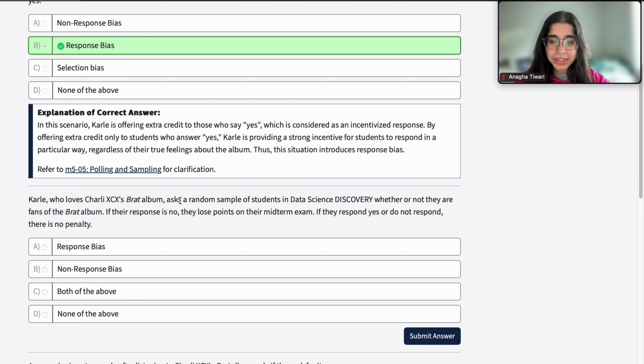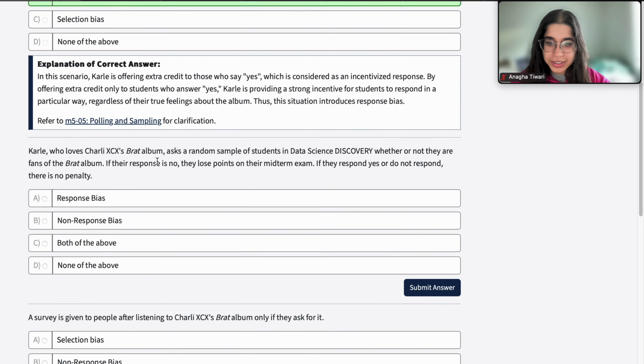And then here, Carly, who loves Charli's Brat album, asks a random sample of students in Stat 107 whether or not they are fans of the album. If their response is no, they lose points on the midterm exam. If they respond yes or do not respond, there is no penalty, right? So this is very similar to that question we saw a couple minutes ago, where there's two things happening here. One is people are less inclined to say no because nobody wants to lose their points on the exam, so they're going to change their response. If it was originally no, people are going to change their response from no to either yes or do not respond, because if they respond yes or do not respond, there is no penalty.